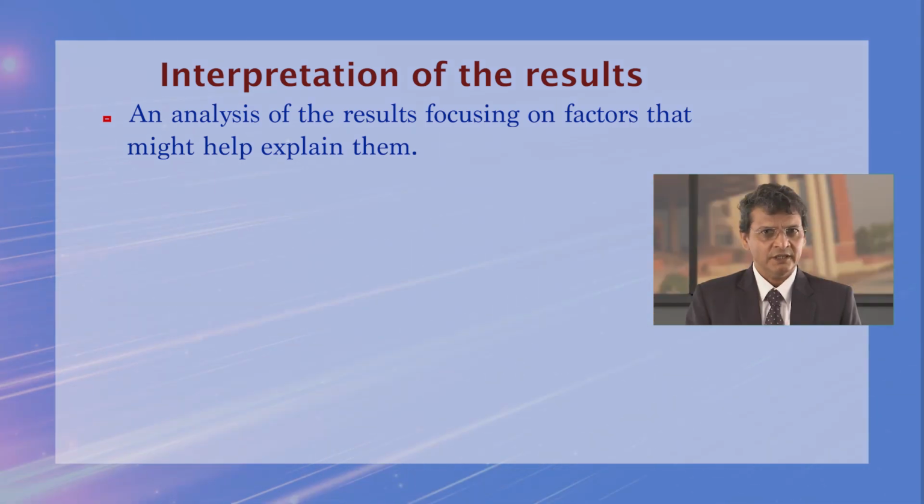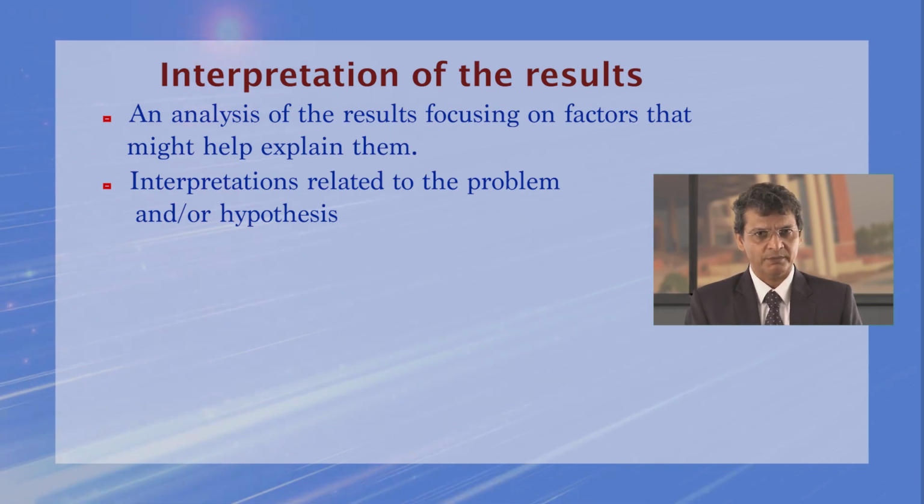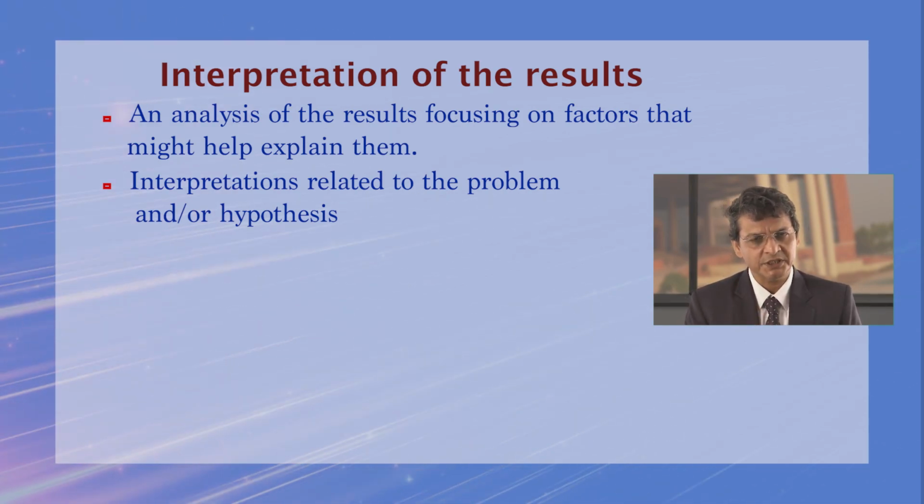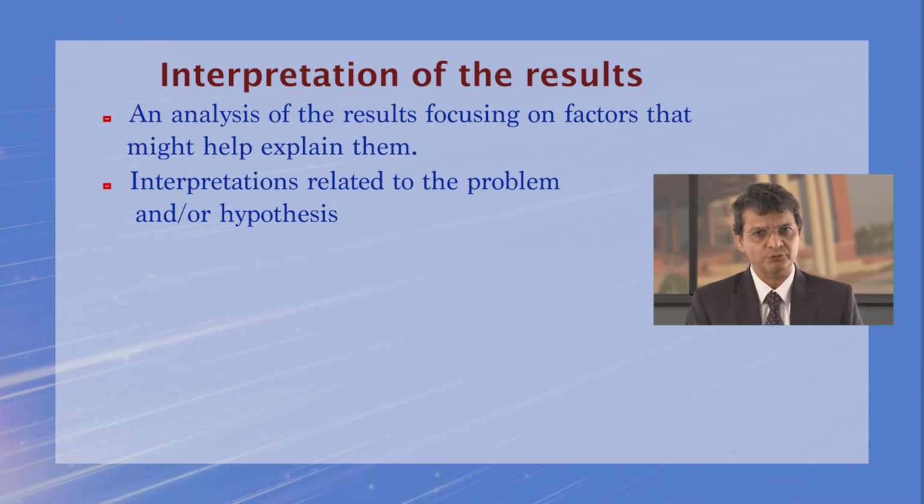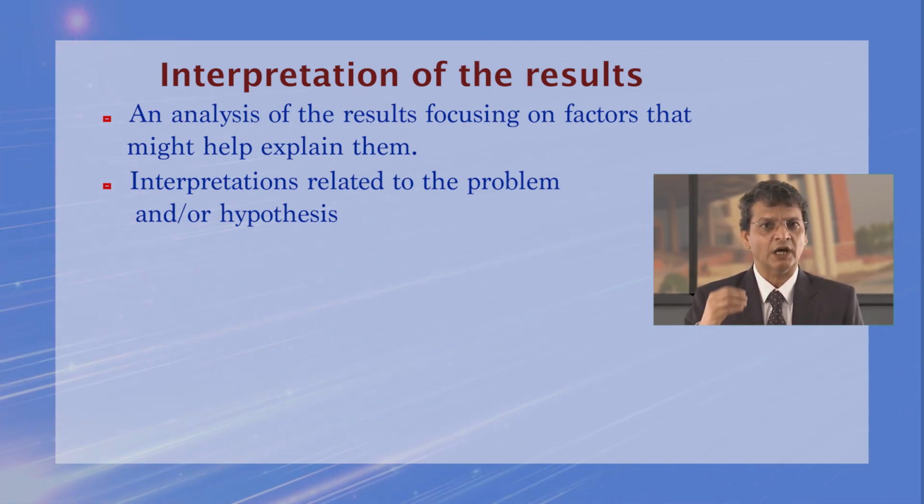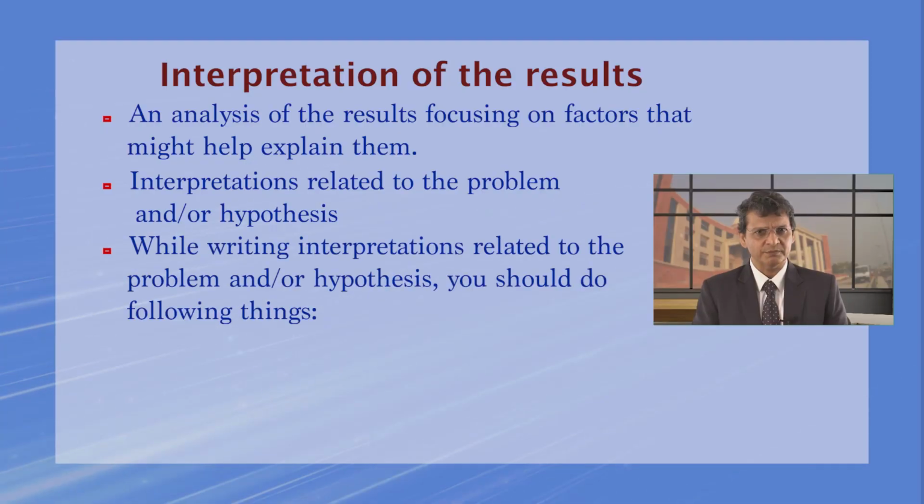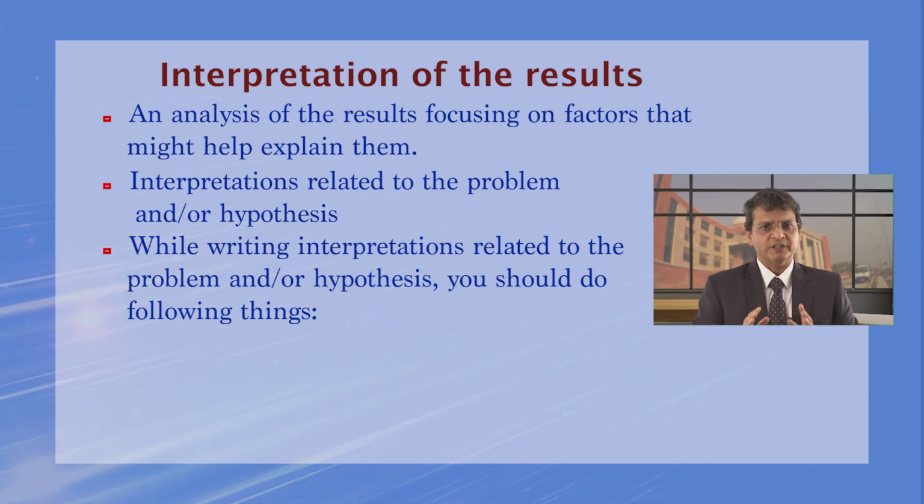And therefore, you will have to write interpretations related to the problem here. Interpretation related to the objectives you have to write here. Interpretations related to the hypothesis you have to write here. So the problem, objectives and hypothesis you have already written, but here you will have to justify them with your own interpretation after doing the entire research. So what should we do while writing interpretations related to the problem or hypothesis? You should do the following things.